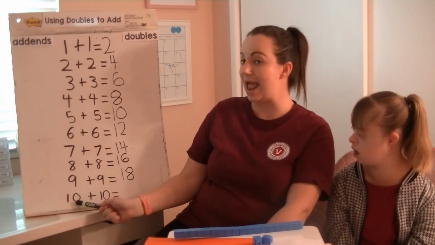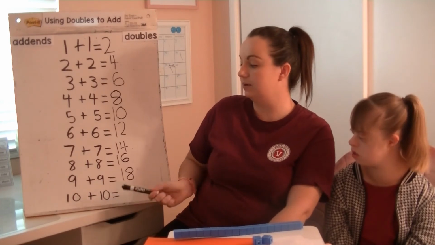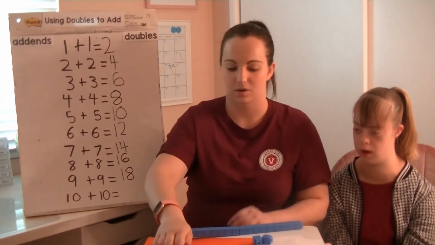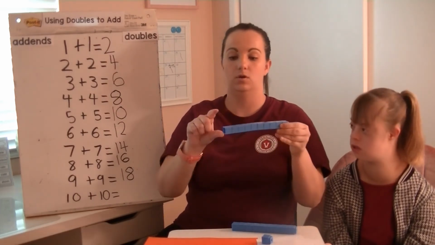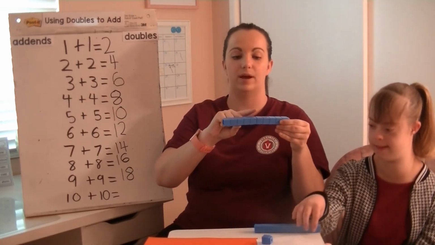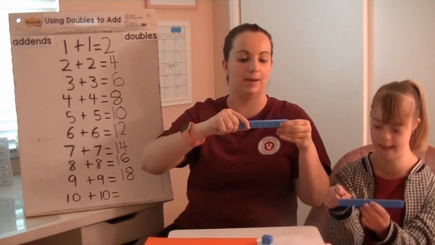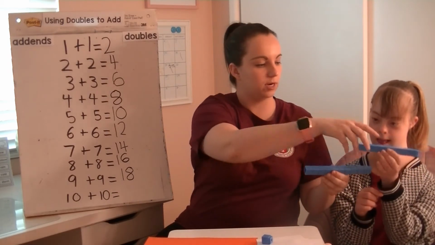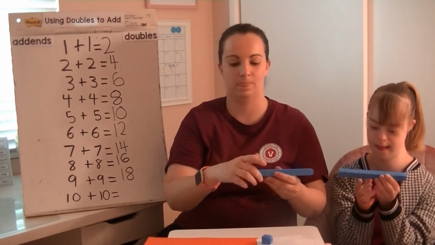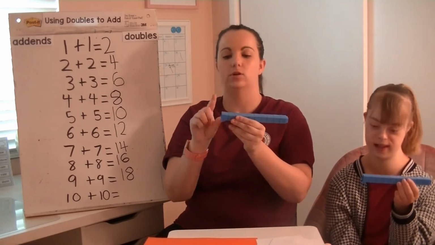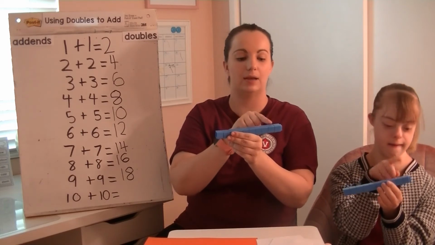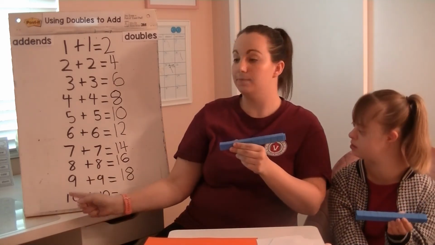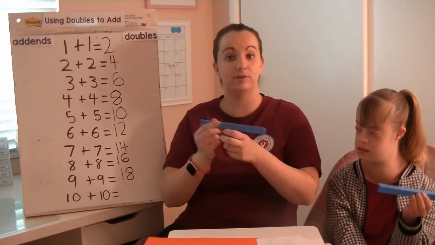Again, 10 plus 10 equals. Okay, let me give you 10. 1, 2, 3, 4, 5, 6, 7, 8, 9, 10. I'm going to double check that one. This is 10. Now let's see how many I have. 1, 2, 3, 4, 5, 6, 7, 8, 9, 10. So I have 10. Kaylee has 10. Let's add or join them together.